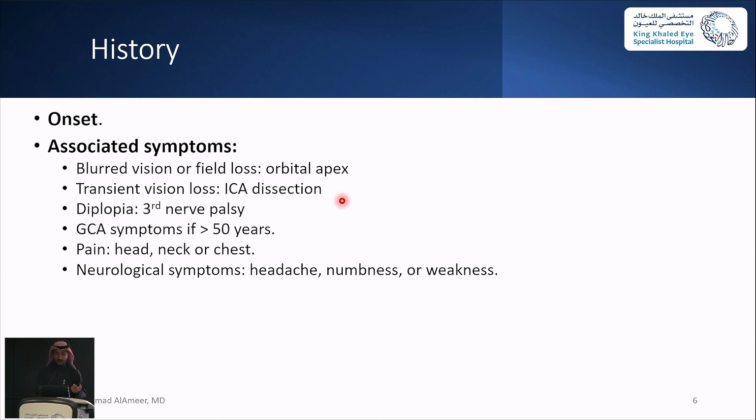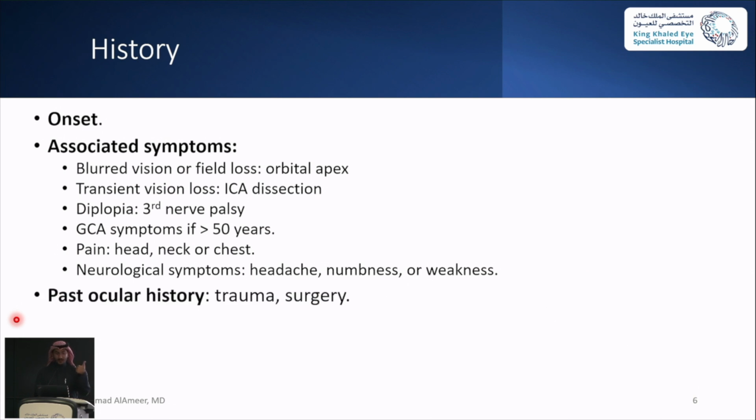You need to ask about history of trauma, car accident, like chiropractor manipulation. Some patients go to some chiropractor extending their necks. So this might put them at risk of ICA dissection, and the patient can present with only Horner syndrome. GCA symptoms, if the patient is more than 50, any patient who's more than 50, make it a habit to ask about GCA symptoms, especially with neuro-ophthalmic conditions. Ask about the pain, if there is any pain in the head, neck, or chest. Any neurological symptoms, headache, numbness, weakness, problem with the balance.